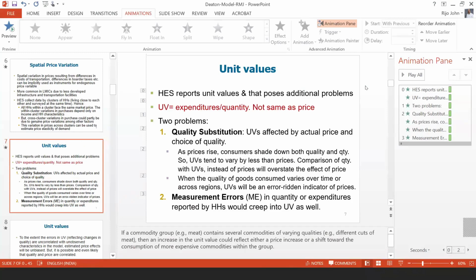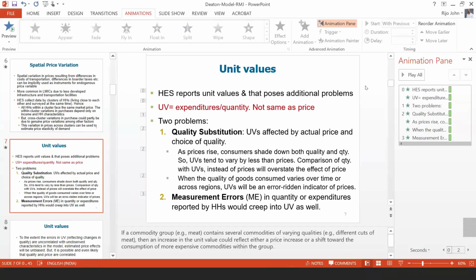And one needs to know that these unit values are not the same thing as prices because of two major reasons. One is the quality substitution. The unit value is affected by actual prices and the choice of quality. Because if you think about it, as the prices rise, the consumers would shade down both quality and quantity. So the unit values tend to vary by less than the price itself.